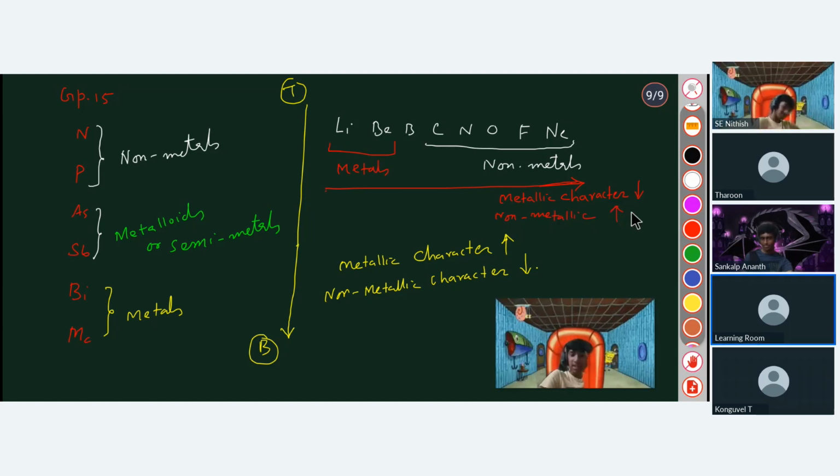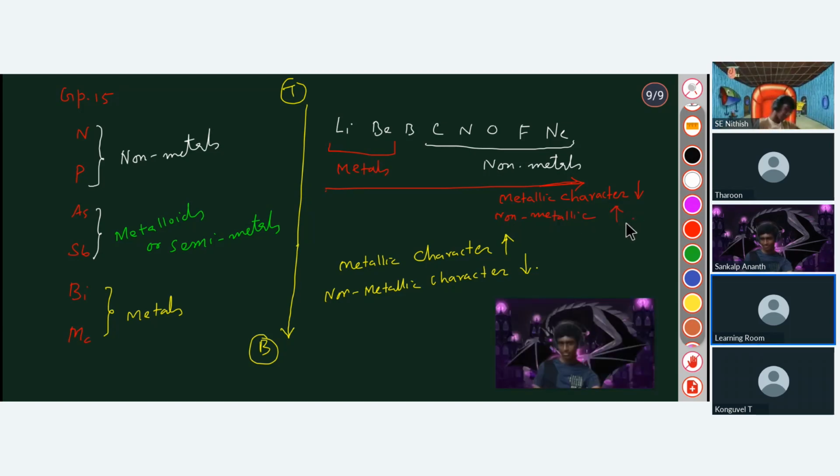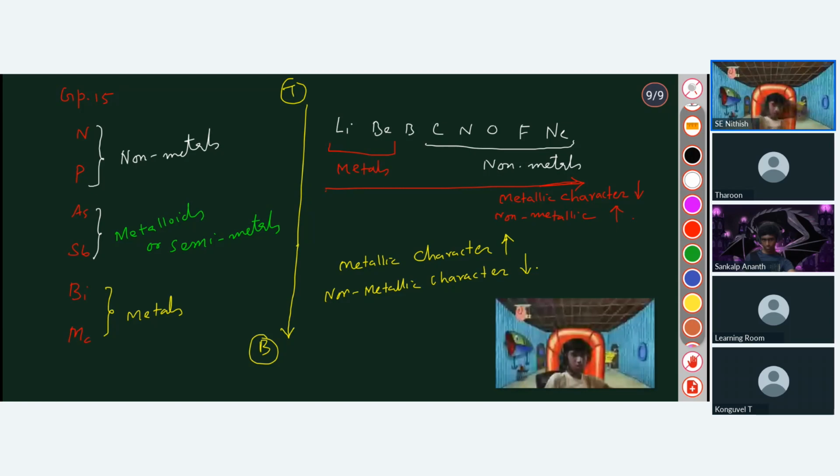Exactly, it will increase. So this is what you have to remember in metallic and non-metallic character. From left to right in a period, non-metallic character will increase and metallic character will decrease. And from top to bottom in a group, metallic character will increase and non-metallic character will decrease. Got it? So these are the four very important periodic properties. One is the atomic size, next is the ionic size, third is the valency, and fourth is the metallic and non-metallic character. You have to remember their variation or trend.